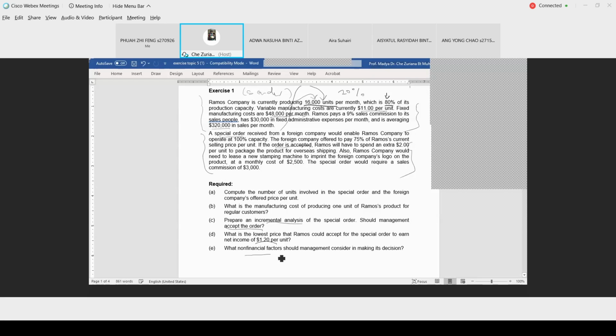higher lah to the cost when they produce special order. Okay, and then this is the qualitative question, non-financial factor. Then this one you can get from the books. Okay, so berapa jawapan yang you boleh bagi untuk soalan pertama? A, do you have any answer?